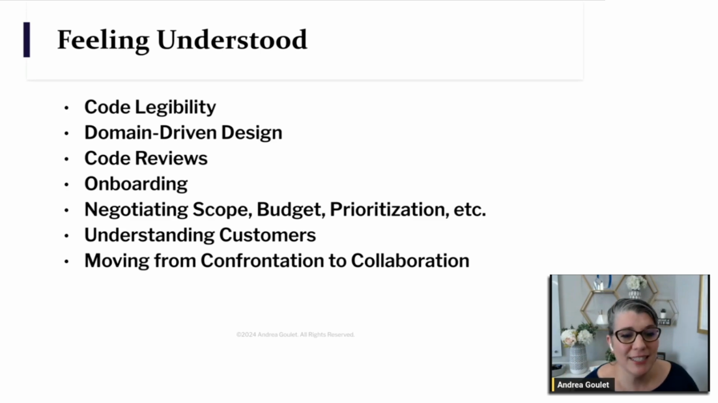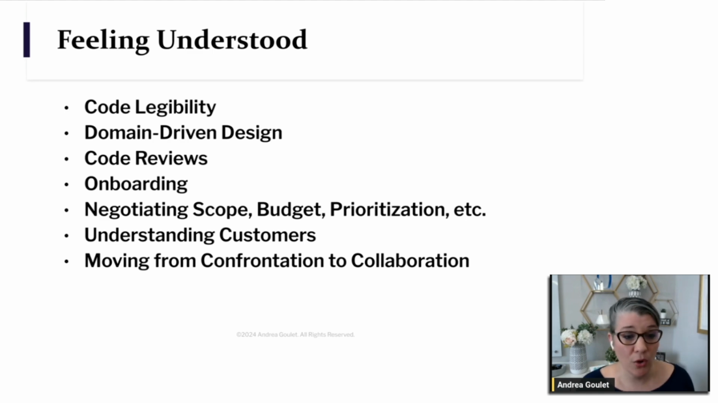So feeling understood. Code legibility: is the code easy to read? That's the first, most obvious thing. I think domain-driven design very much falls in here because there's so much about alignment with language, creating ubiquitous language, making sure that the language used by domain experts who describe this is actually what we use in the code.